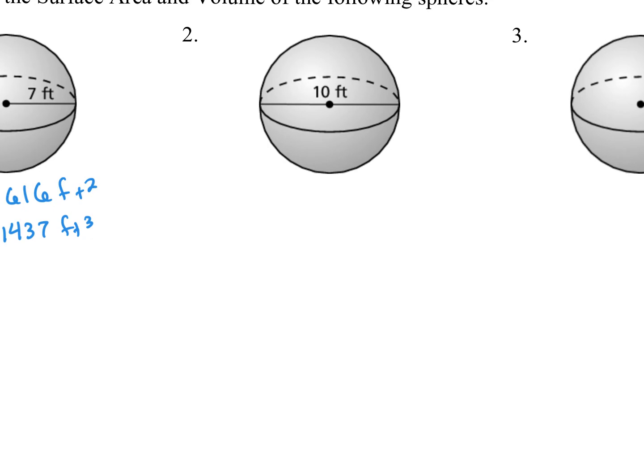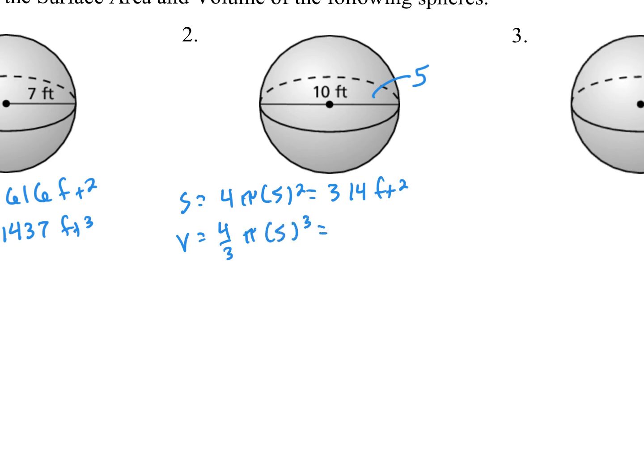Number 2, the diameter is 10. So that means the radius is 5. So the surface area is 4 times pi times 5 squared. That gives me 314 feet squared. The volume is 4/3 times pi times 5 cubed. Multiply all that through. It should give you 524 feet cubed.